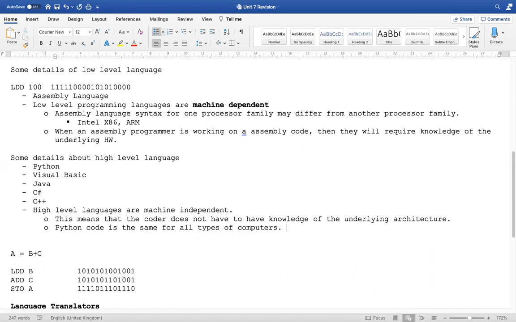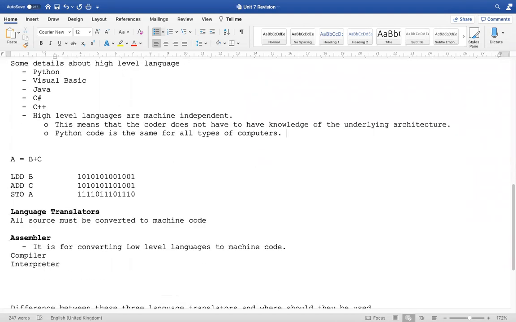Whether you're writing Python code on a smartphone, on your desktop, on macOS, or on Apple M1 processors, the syntax does not change. So this is what it means by machine independent. You can simply use the same syntax for the same language on any architecture you're working with. So this is one of the added benefits of working with high-level languages, right?